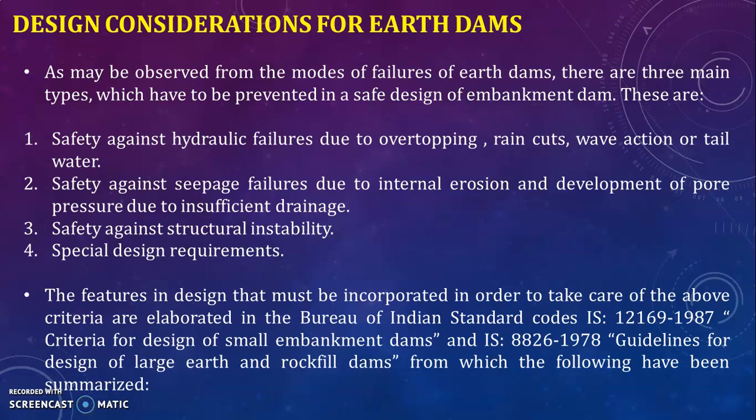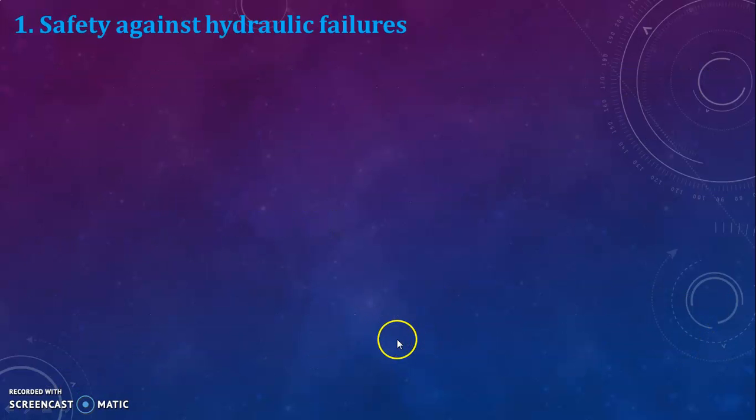The features in design that must be incorporated in order to take care of the above criteria are elaborated in the Bureau of Indian Standard Codes IS 12169-1987, Criteria for Design of Small Embankment Dams, and IS 8826-1978, Guidelines for Design of Large Earth and Rockfill Dams, from which the following have been summarized.